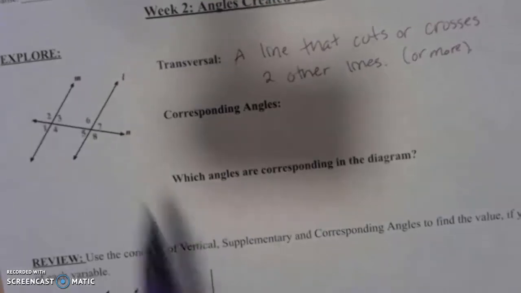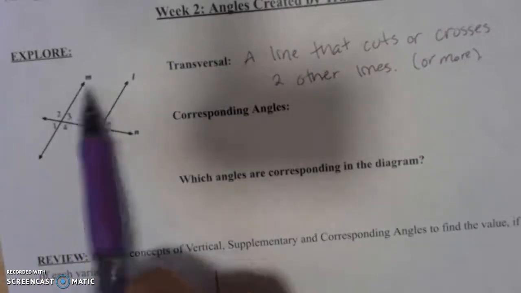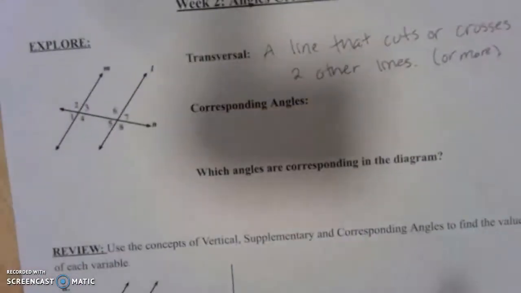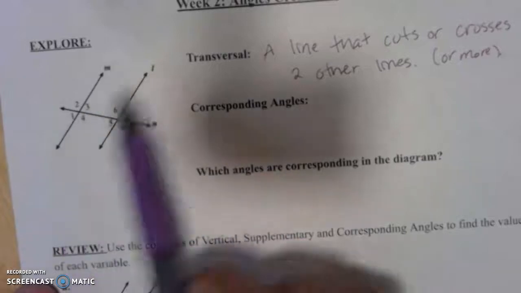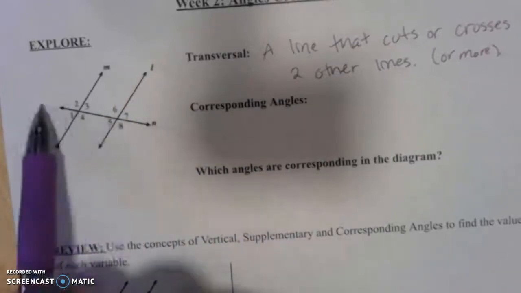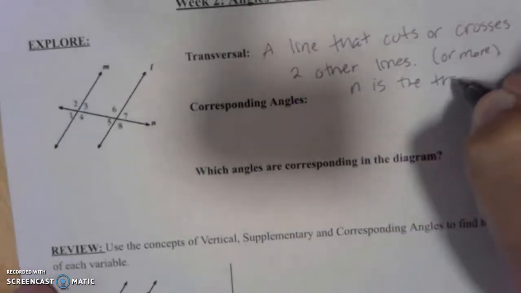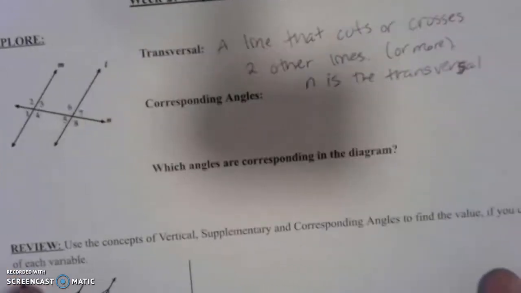It cuts through them. So in this picture, which line is my transversal? Is it M, T, or N? Maybe that's an L. I guess it's an L. I can't see. It's an L, M, N. Okay, so this only crosses one line, this only crosses one, but look at N. N crosses these two other lines. So N is the transversal. Transversal. There's an S there. Okay. All right. Corresponding angles.